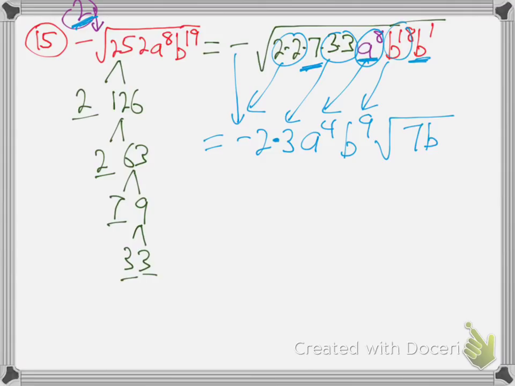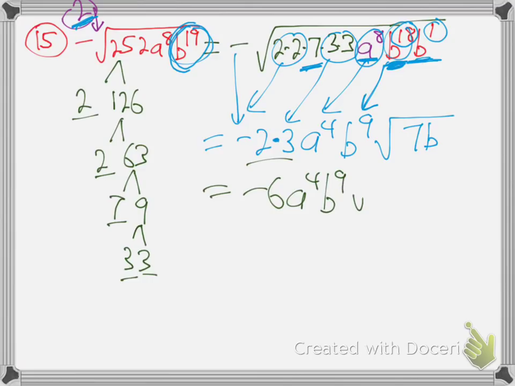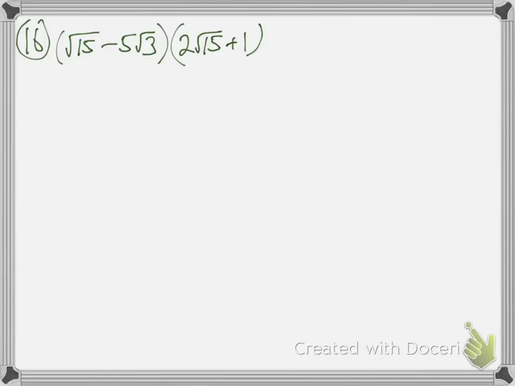Do you see, that's why I took the odd number of the 19th power, and I made it 18 and 1. So whenever you have an odd power, just make it even and 1 more. That way you can cut the even in half easily. Okay. What does that give us? Minus 2 times 3 is minus 6. a to the 4th, b to the 9th, root of 7b. There's our answer.